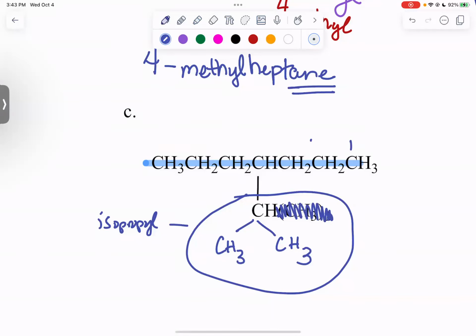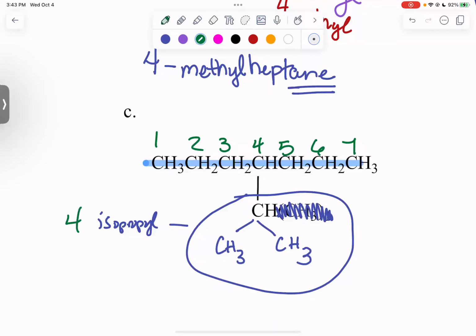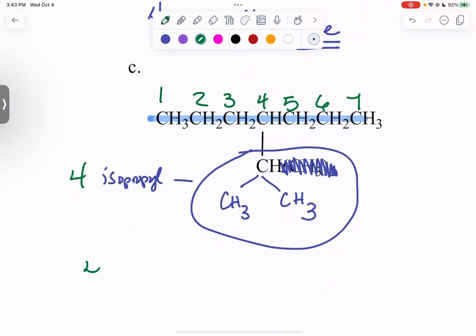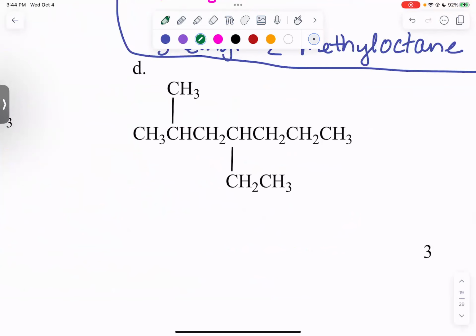So if I came from this side, that'd be 1, 2, 3, 4. If I came from the other side, that'd be 1, 2, 3, 4. So it doesn't matter whatever way you feel like doing it. 4, 5, 6, 7. Okay, so this isopropyl is at position number 4. So we call this 4 isopropyl hept. And then it's all carbon-carbon single bonds, ane, heptane. Okay. All right, here we go.